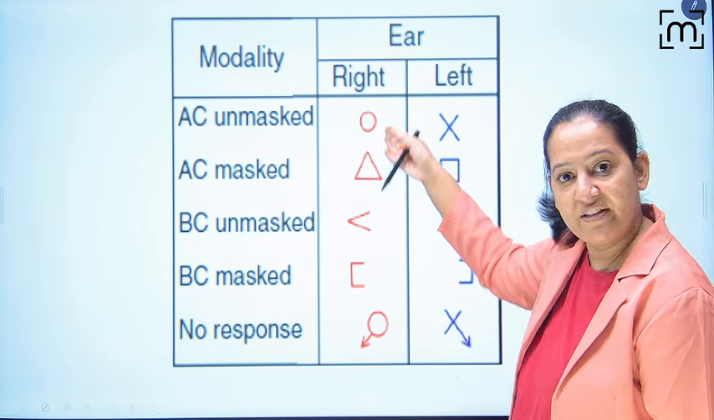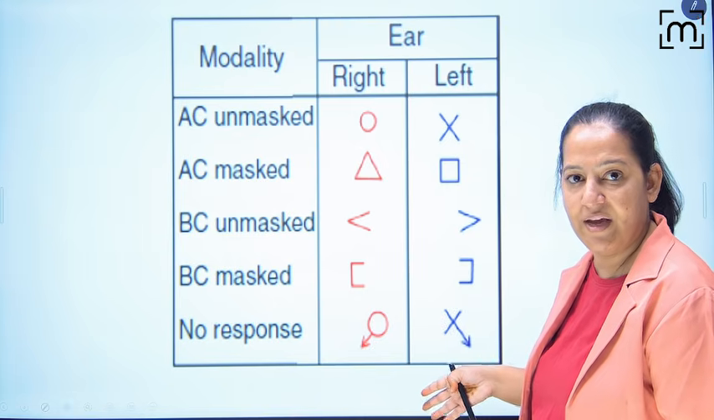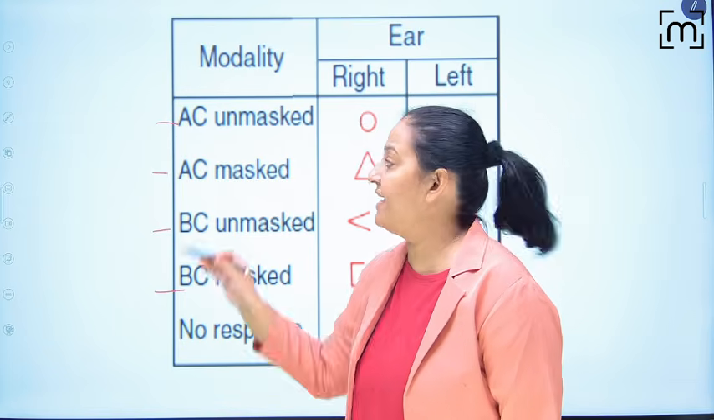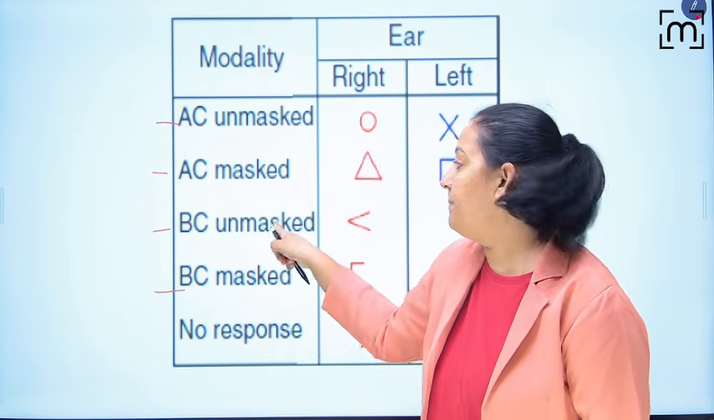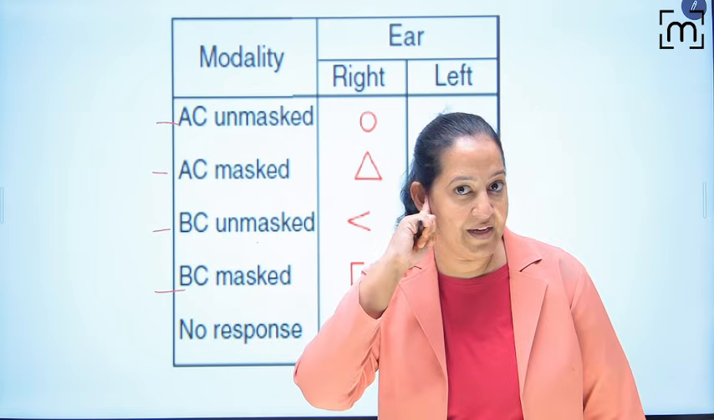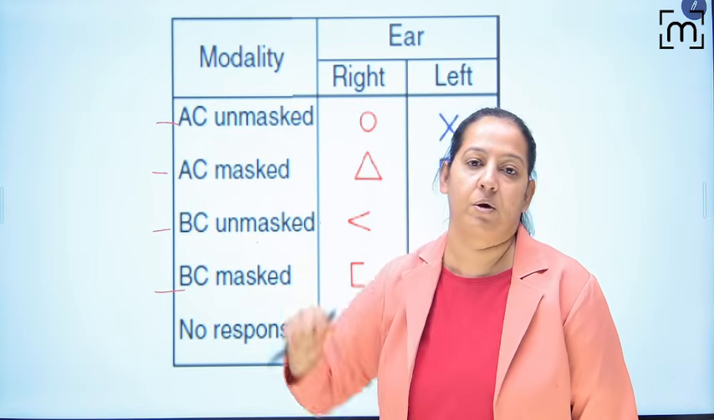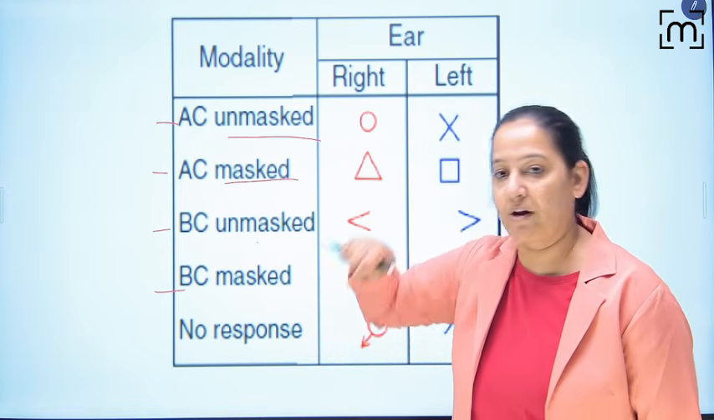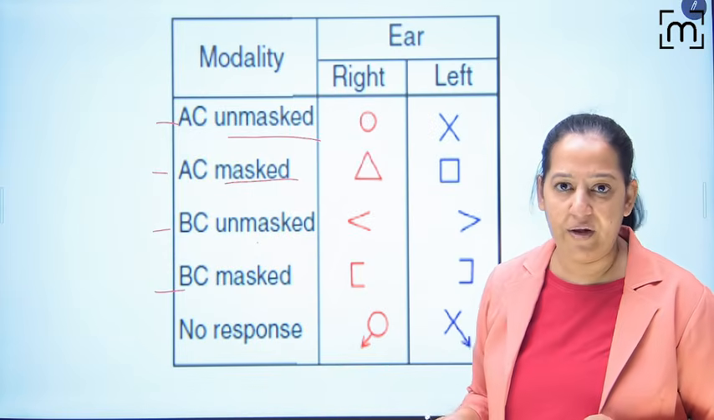For right, everything is red. For left, everything is blue. We are testing AC also, and BC also. AC unmasked, masked. BC also unmasked, masked. Masked or unmasked refers to closing the meters or not closing the meters, which means the background sound. When we are masking, there is no background sound. If it is unmasked, there is background sound. I hope you are aware of these terminologies. So you just have to see the coding we use in the graph.